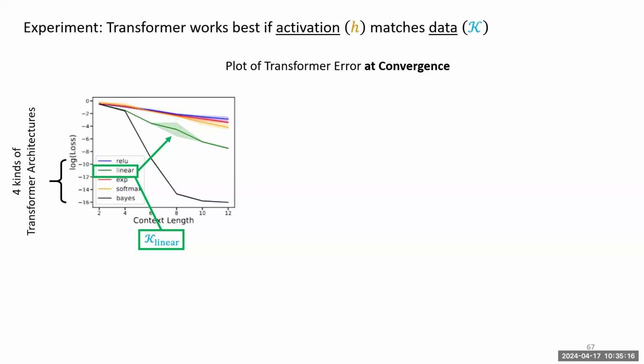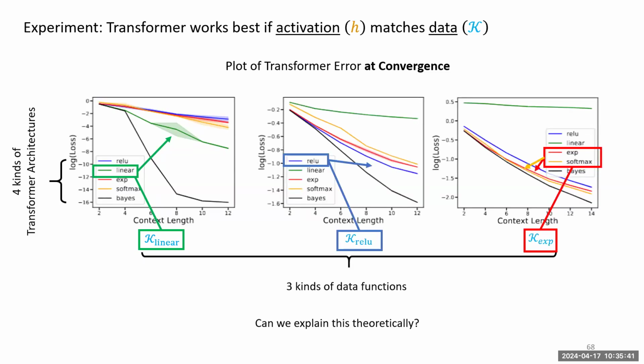The line in black shows the Bayes optimal loss, which is statistically optimal, and the dimension here is I think about 5, which is why you see such a sharp drop. At the moment you have 5 samples, you can learn the entire data. So on linear data, linear transformers perform the best.